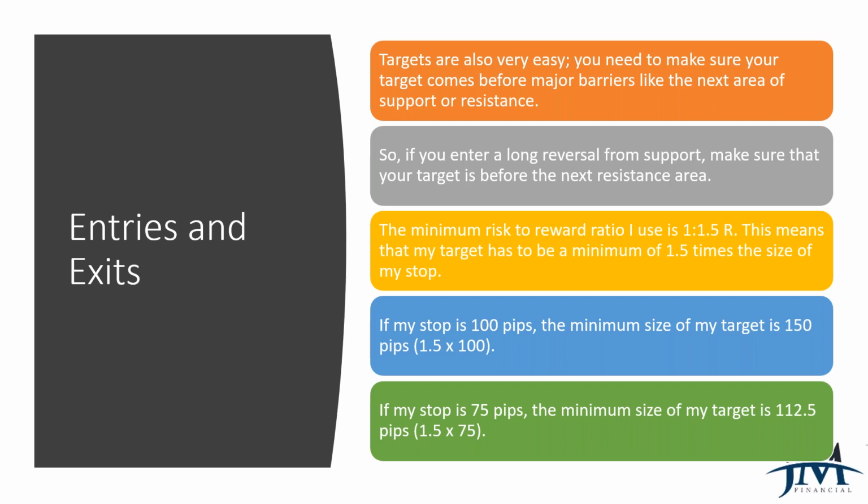The minimum risk to reward ratio I use is 1 to 1.5. You all should be using 1 to 2. This means that my target has to be 1.5 times the size of my stop. If my stop is 100 pips, the minimum size of my target has to be 150 pips. So if my stop is 75 pips, the minimum trade size of my target is 112 pips.